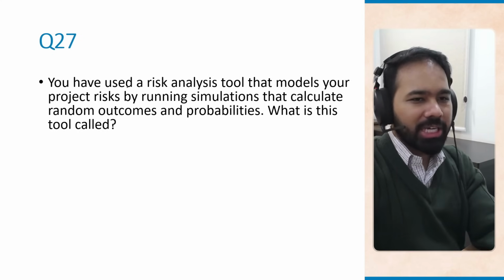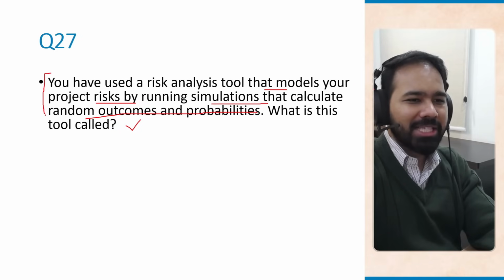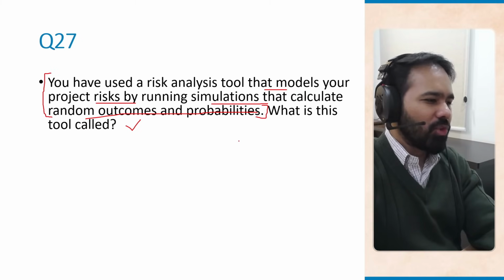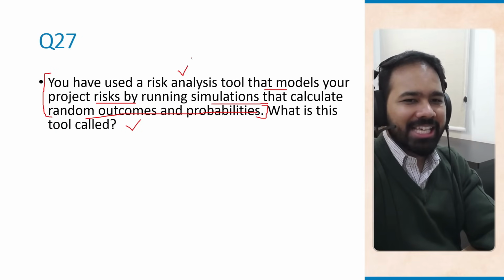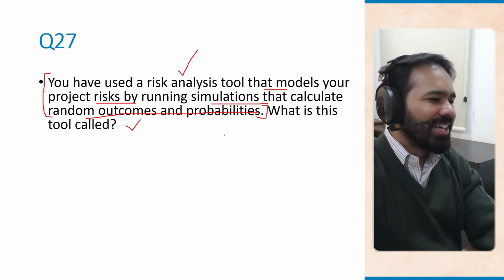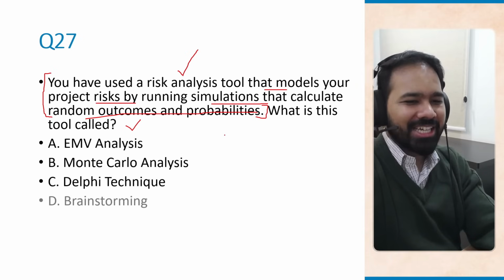Okay, question number 27. You have used a risk analysis tool that models your project risks by running simulations that calculate random outcomes and probabilities. What is this tool called? So, this is basically the definition of a tool. And now the question is asking you, what exactly is this tool called? If you already know the answer, you don't even need the options because this is what the Monte Carlo tool does. So the options are EMV analysis, Monte Carlo analysis, Delphi technique, and brainstorming.